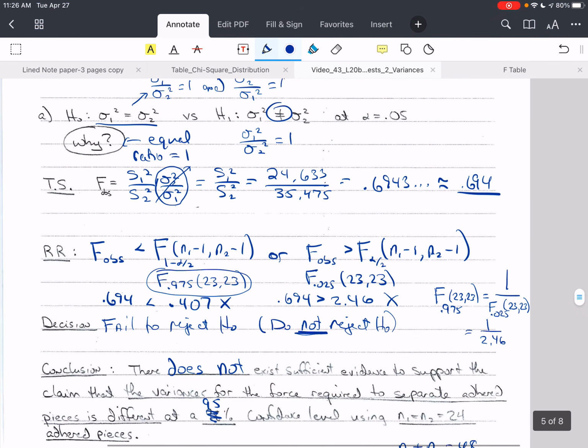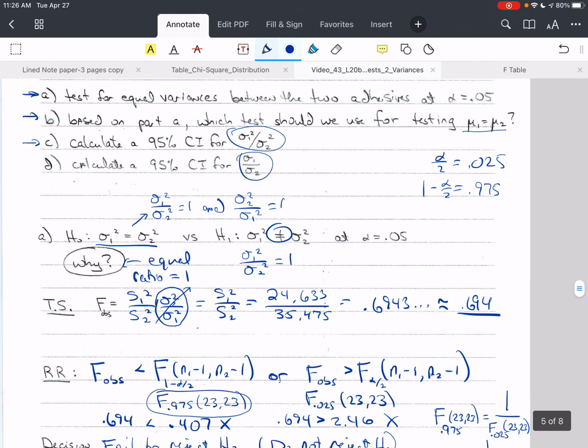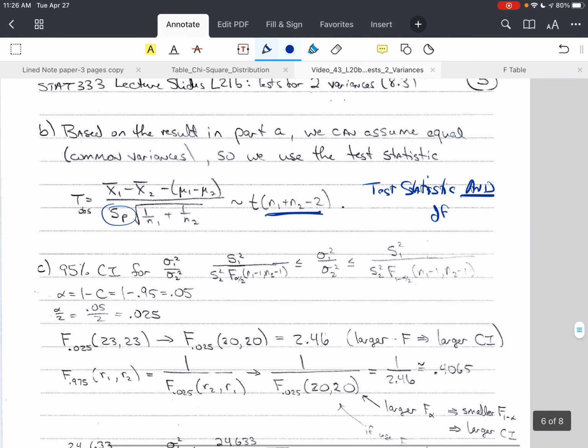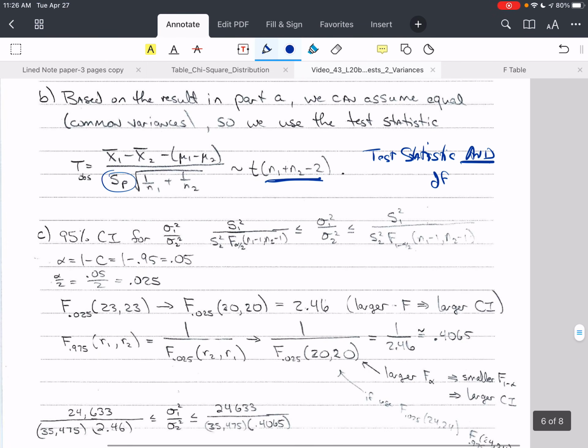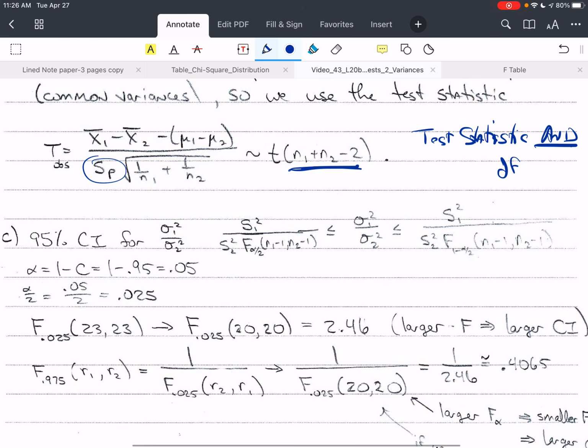Now Part C says calculate a 95% confidence interval for sigma 1 squared over sigma 2 squared. So let's walk through this. We write down the formula for the confidence interval. Okay, so we have that. Alpha is 1 minus C. C is here. So this is 0.05. I need alpha over 2. That's 0.025. And 1 minus alpha over 2 equals 0.975.